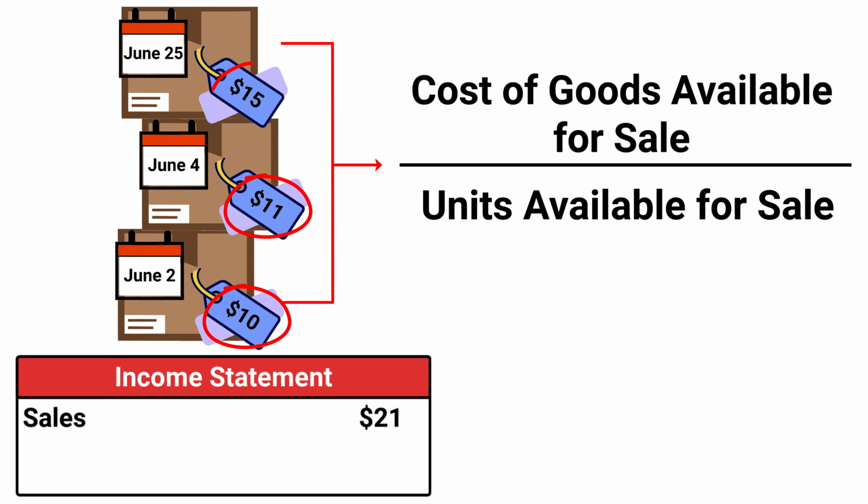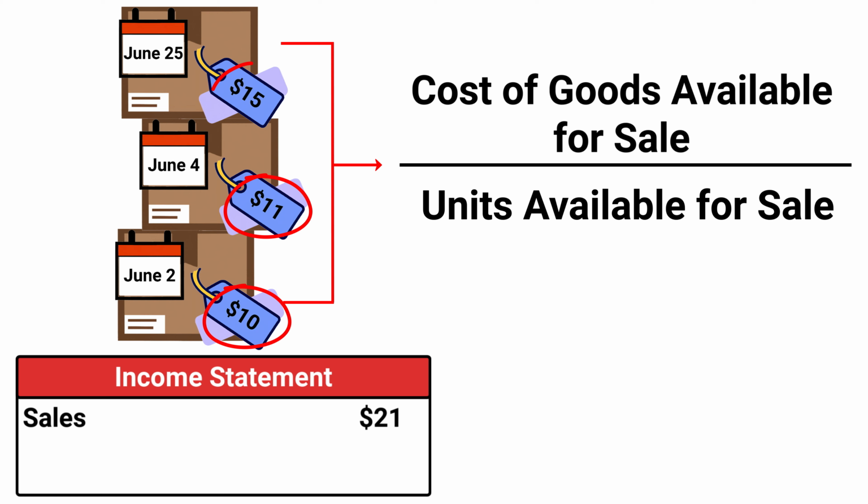For example, let's say a company bought 3 identical units of inventory. 1 unit on June 2nd for $10, 1 unit on the 4th for $11, and 1 unit on the 25th for $15. On June 28th, we sold one of those units for $21. To compute the weighted average cost per unit, we take cost of goods available for sale and divide that by the number of units available for sale.